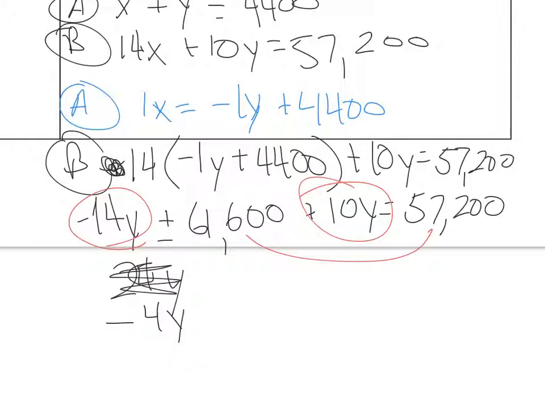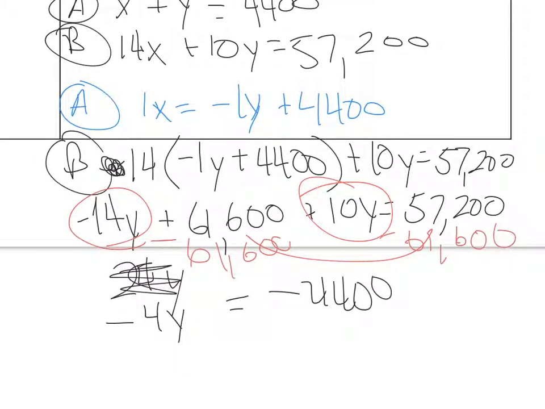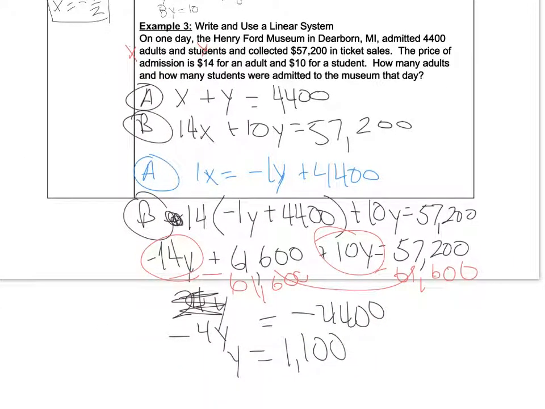Alright, and then we have to subtract this 61,600 over. So when you subtract that, you're going to have negative 4y equals, if you take 57,200 minus 61,600, we get a negative 4,400. Divide by negative 4, now two negatives make a positive, so we get a positive 1,100. So that's y, and y represented students. So that's how many students came through that day.